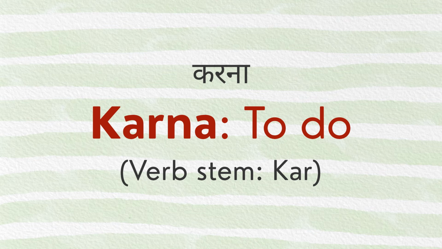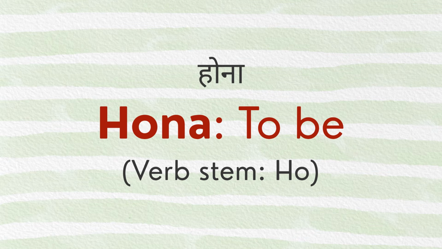Karna, which means to do. The verb stem or the verb root is kar. By the way, kar means do. Okay, so karna will be to do and kar will be do. And this will be the same for all the other verbs, so I won't be repeating it for all the other verbs, okay? Next. Hona.